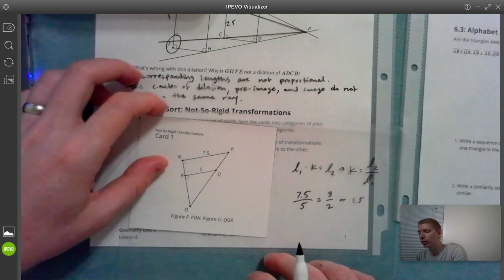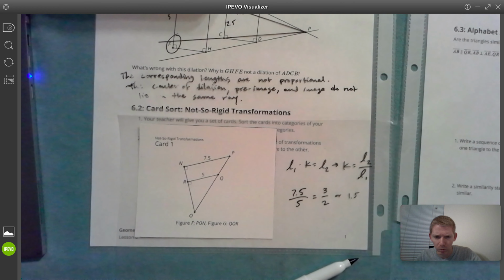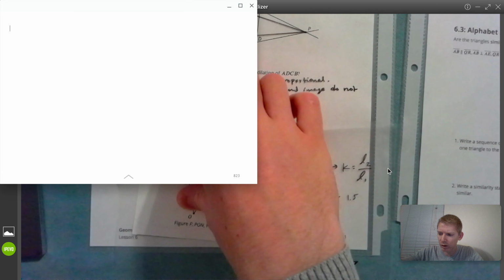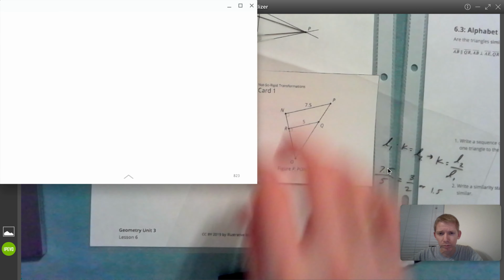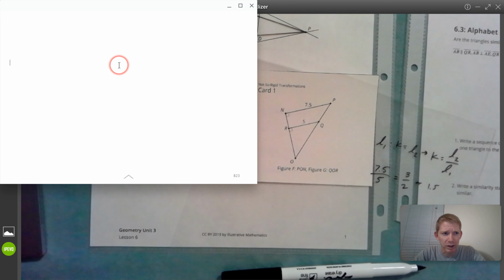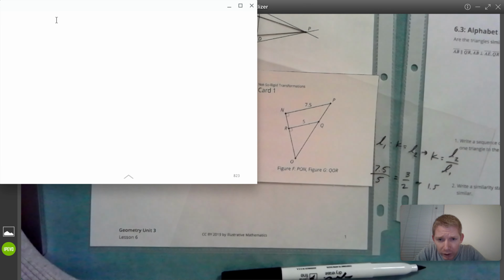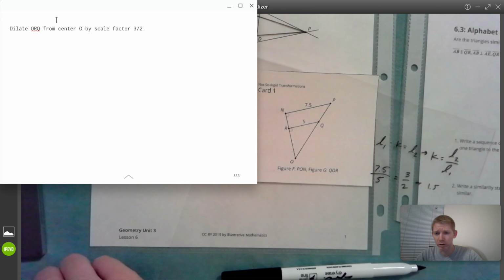Okay. So let's go ahead and write down what this dilation would be. I'm going to dilate from the little triangle up to the big triangle. So that's going to look like dilate ORQ from center O by scale factor 3 over 2. And that'll work, just like that.